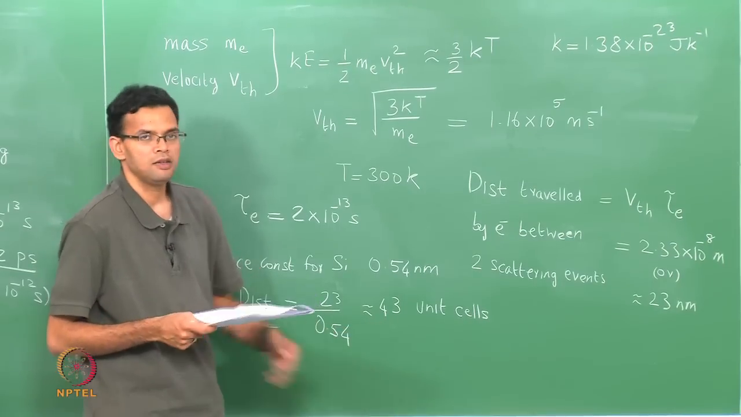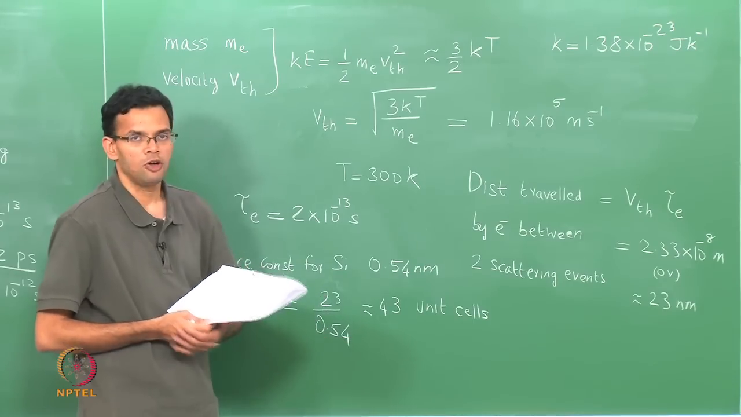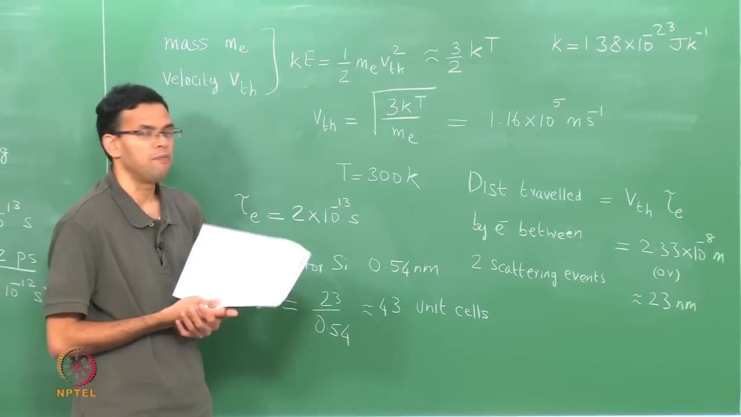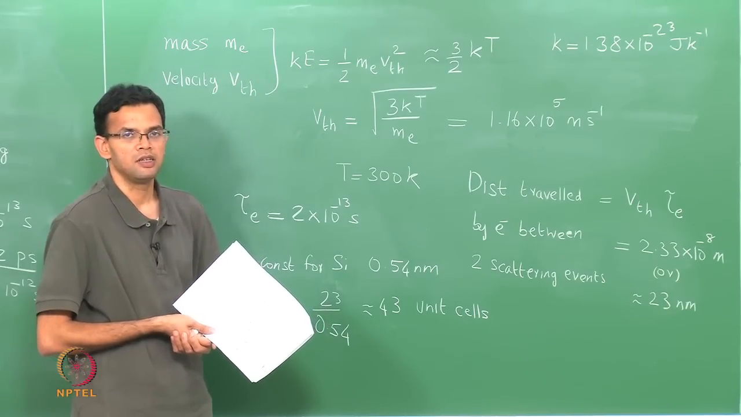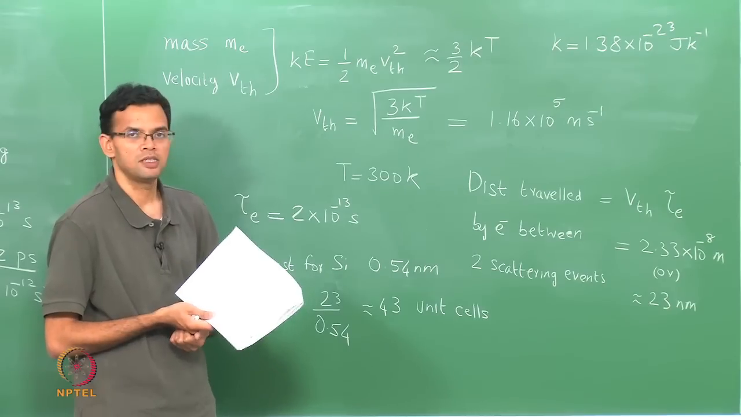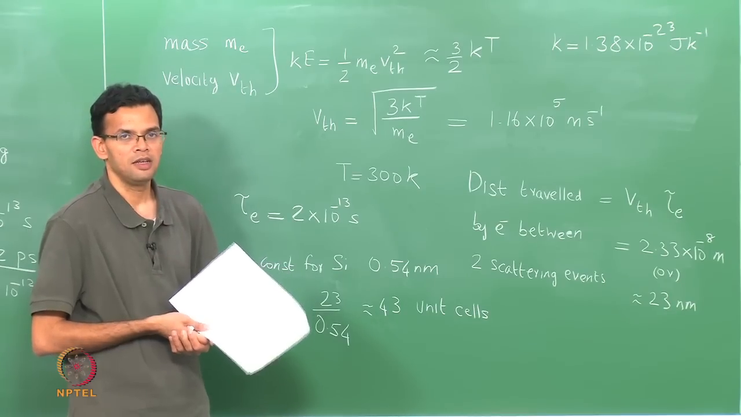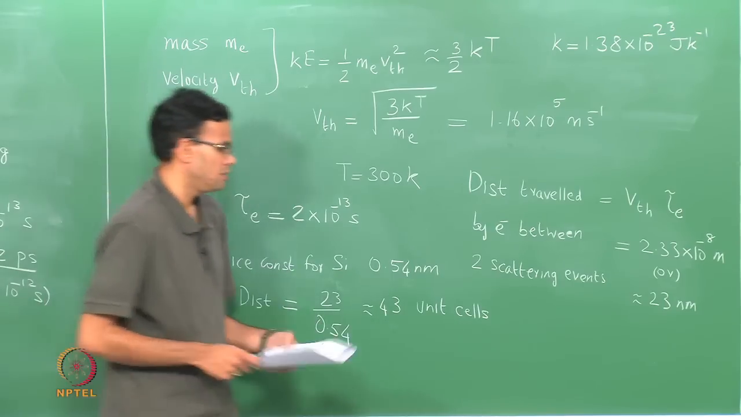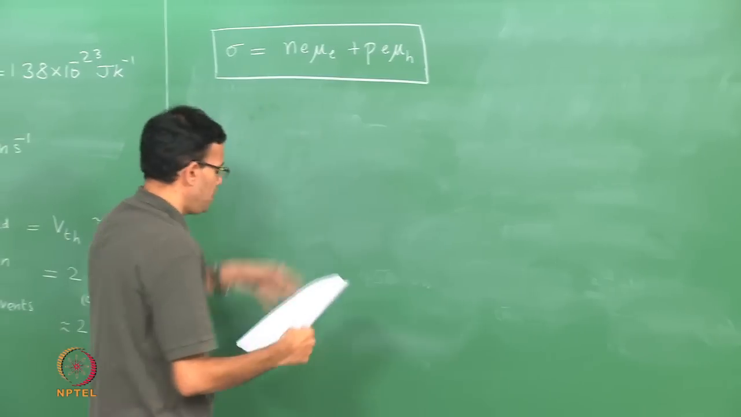Mobility is usually a function of temperature. It can also be thought of as a material property as long as you do not add any impurities. Later, when we look at extrinsic semiconductors, you will find that increasing the concentration of the dopants decreases the mobility. You can compare the mobility of silicon with some other semiconductors to see the values. I will leave the expression for sigma up here.